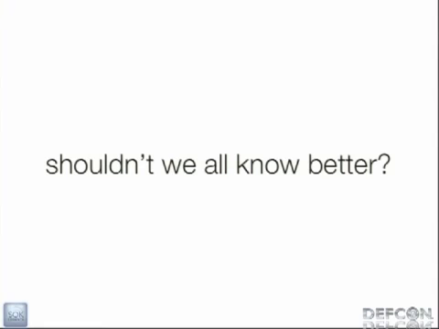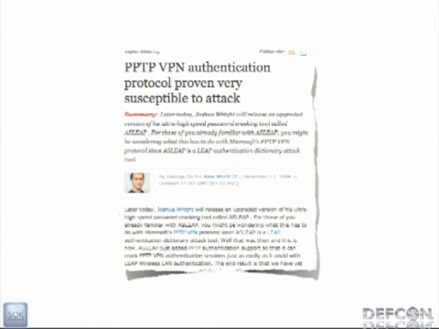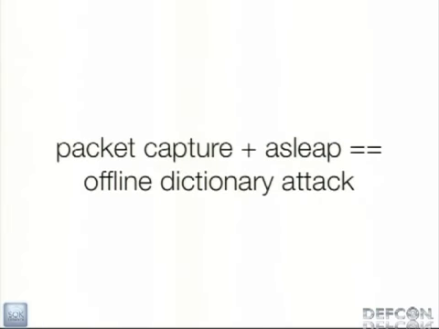So the first question is, shouldn't we all know better? Shouldn't we all know that this isn't secure? MS-CHAPv2, PPTP, these kinds of things. The internet is full of articles like this, right? PPTP authentication proven to be very susceptible to attack. The problem is that all of these articles are about dictionary attacks, right? The idea is that if you get a packet capture for a PPTP VPN connection or a WPA2 wireless inner authentication capture, and you combine it with a tool like asleep, you've got yourself an offline dictionary attack.